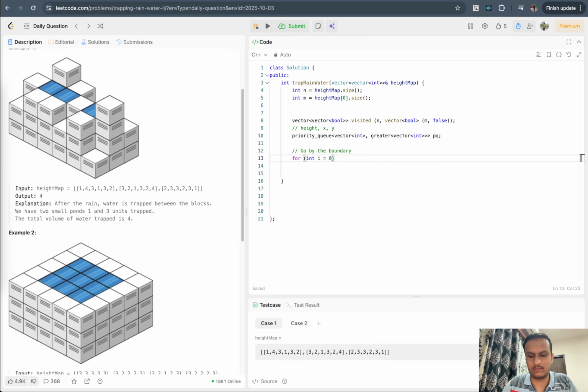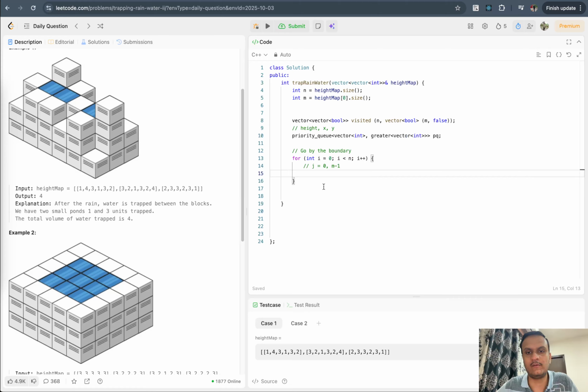So int i equals 0, i plus plus. Okay, we are going row by row, so we will keep adding both the columns. I generally use i for the row and j for the column. So let's go by the first column and the last column first. For traversing the column we are going row by row, and we will keep the j value as 0 or m minus 1.